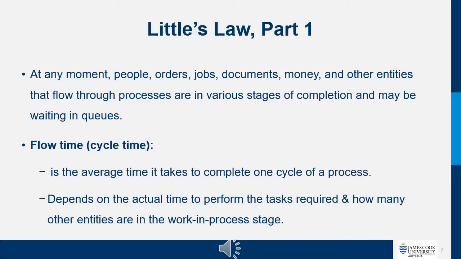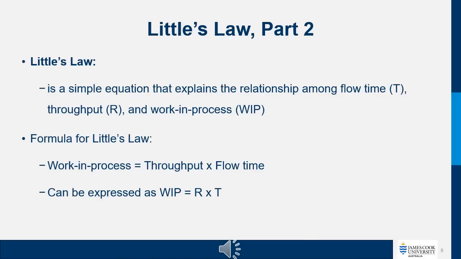Little's law is a fundamental equation that establishes a relationship between flow time, throughput, and work in process in a system. It's named after John D.C. Little, who introduced the law in the field of operations research. The equation states that the average number of units in a system, the work in process, is equal to the average throughput, R, multiplied by the average flow time, T, for each unit. Mathematically, you can express it as WIP equals R times T.